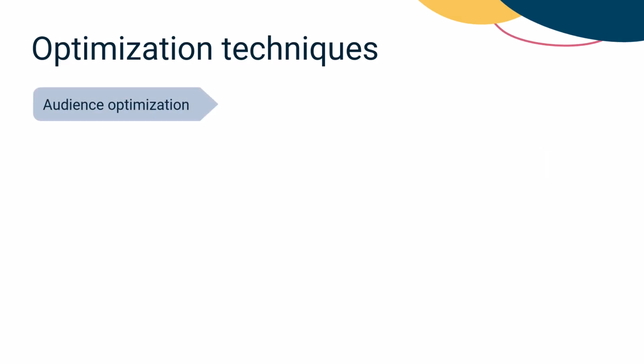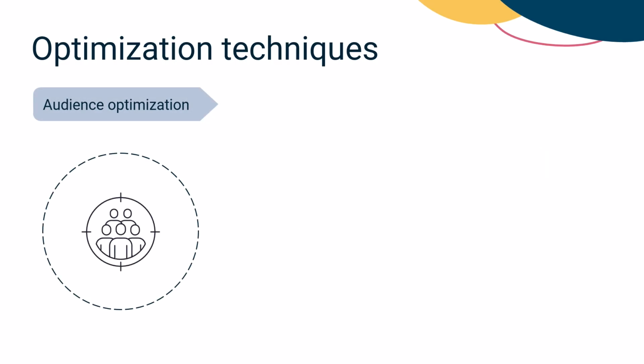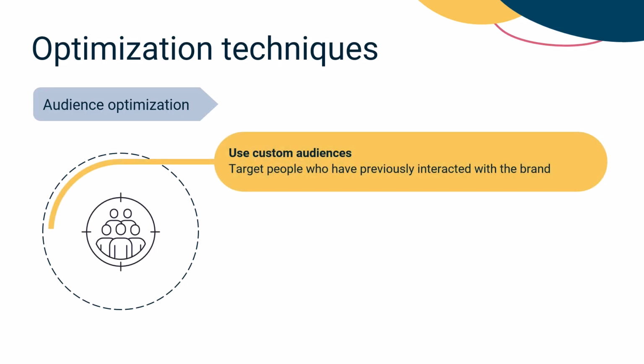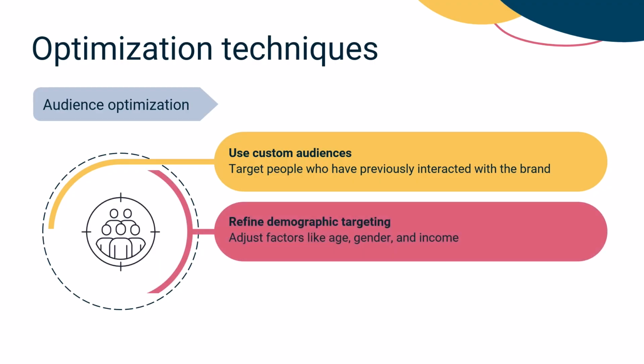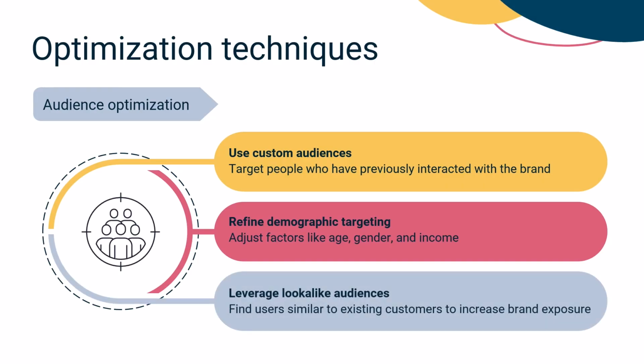Fine-tuning audience targeting ensures that ads are shown to the most relevant users. You can use custom audiences by targeting people who have previously interacted with the brand. You can refine demographic targeting by adjusting factors like age, gender, and income. You can also leverage lookalike audiences by finding users similar to existing customers. This helps increase brand exposure while maintaining high-quality targeting.